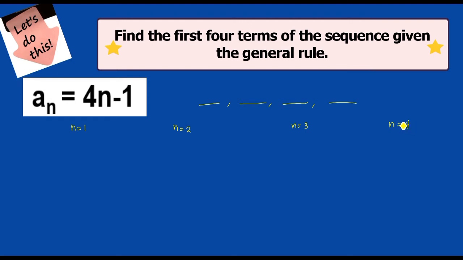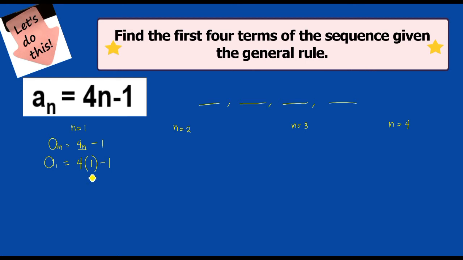So, iisa-isahin natin. So, yung general rule natin, which is a sub n equals 4n minus 1. So, papalitan natin yung n ng 1. So, magiging a sub 1 equals. Since magkasama yung 4 at saka n, ibig sabihin, multiplication po ang 4 at n. So, therefore, 4 times ang value natin ng n, which is 1, minus 1.